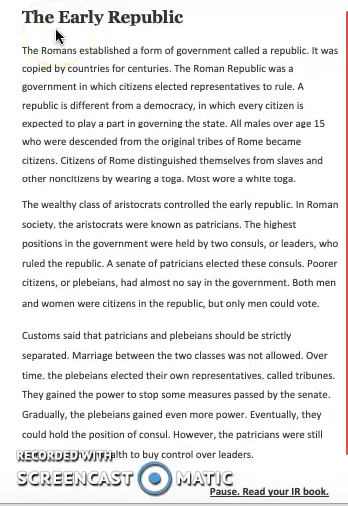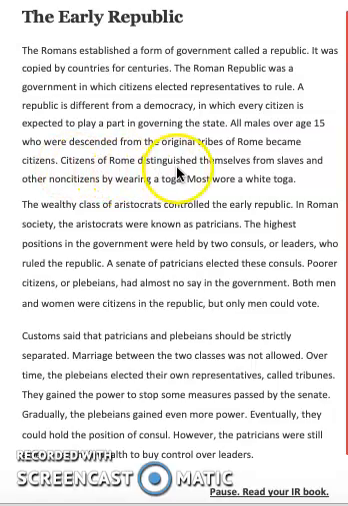The early republic. The Romans established a form of government called a republic. It was copied by countries for centuries. The Roman Republic was a government in which citizens elected representatives to rule. A republic is different from a democracy, in which every citizen is expected to play a part in governing the state. All males over age 15 who were descended from the original tribes of Rome became citizens.